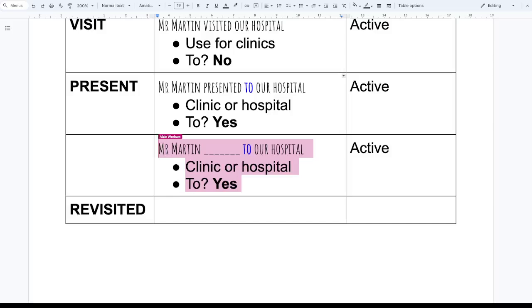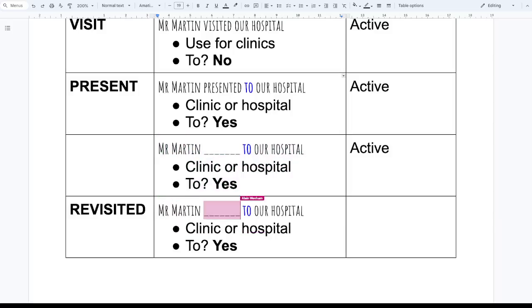There's one that's probably a little bit more common. With this one, there would be no to, just like visit. You can say clinic or hospital. There's no to, and it is active. Okay. Has anyone figured out what I'm talking about with my one? It's much more common in OET. You see this more. It's more popular. It's more famous. Anyone got it?